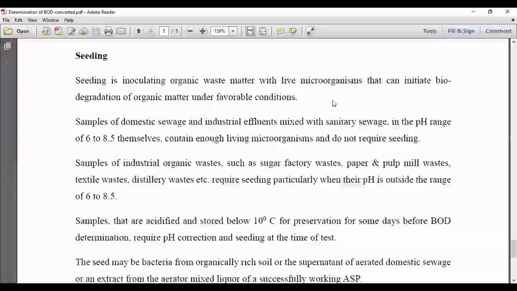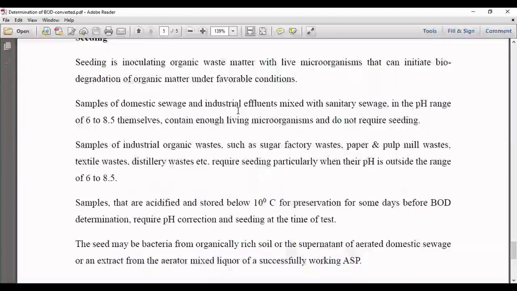Now, samples of domestic sewage and industrial effluents mixed with sanitary sewage in the pH range of 6 to 8.5 themselves contain enough living microorganisms. The sewage coming out from our house contains a lot of microorganisms, so there is no need for actual seeding. Even if some industrial effluents are mixed with sanitary sewage, there is no need for seeding, because the microorganisms from the sanitary sewage will get mixed with the industrial effluents, right? And if the pH is between 6 and 8.5, then definitely these microorganisms will be found.